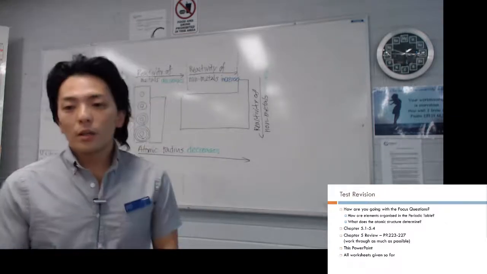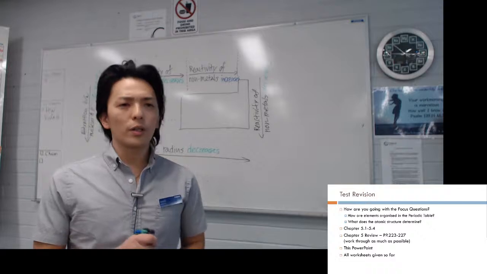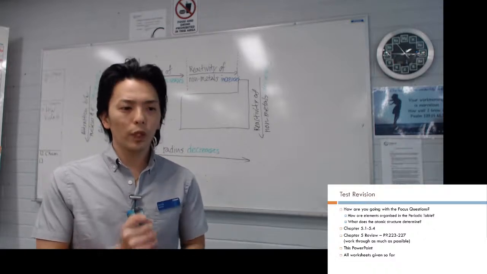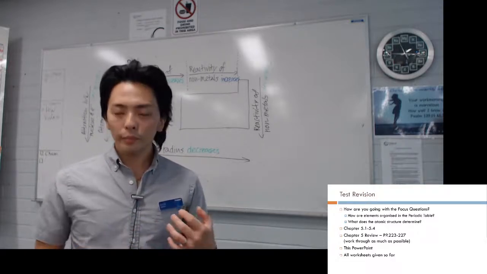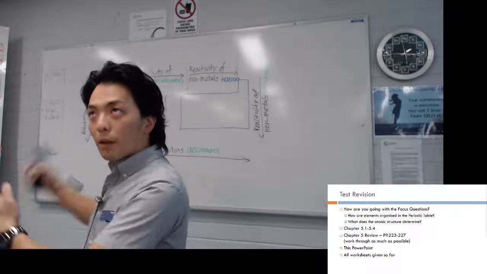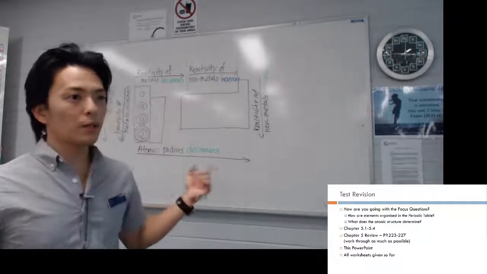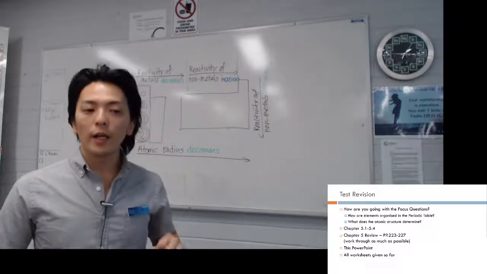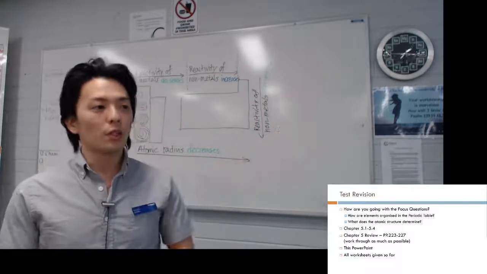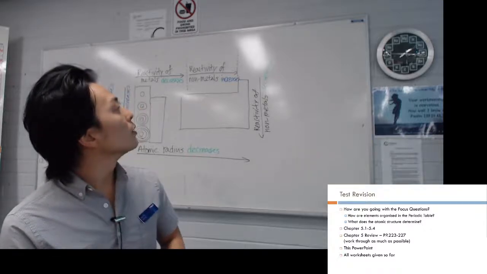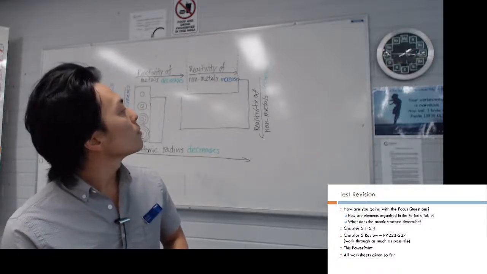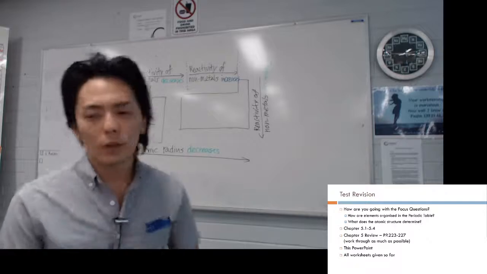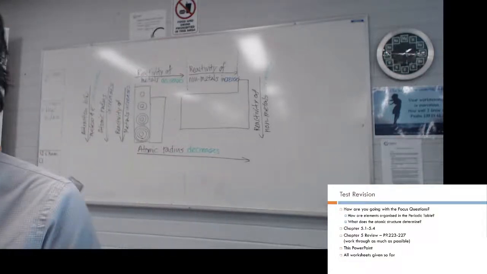The last slide of the PowerPoint has all the things that you can do for now. Start doing paragraphs: try writing paragraphs to explain the trends that you can find, and then start doing the chapter reviews. You've got 15 minutes. Revision starts now.